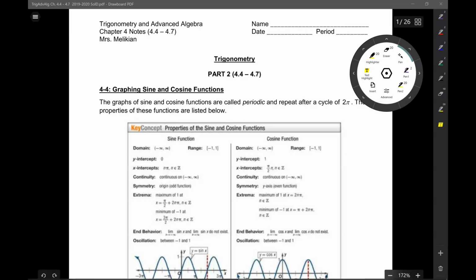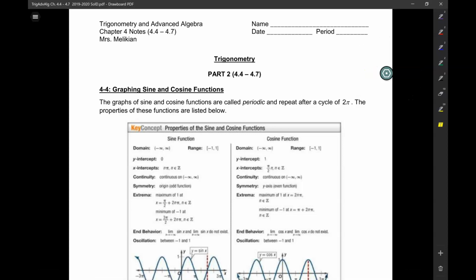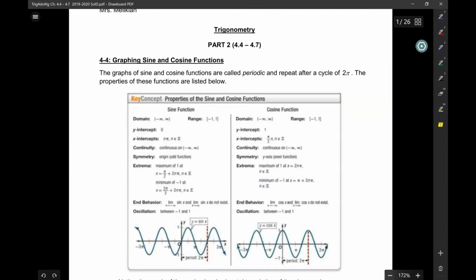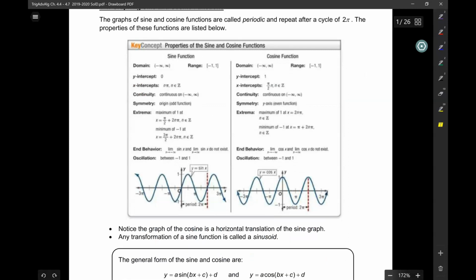All right, so in section 4, we start graphing sine and cosine functions. Now, if you take a look at how a sine or a cosine function looks, we have examples down here. What's the one word that comes to mind? What do these graphs look like? Wavelengths. They look like waves. That's what sine and cosine graphs are. They're waves basically when you graph them.